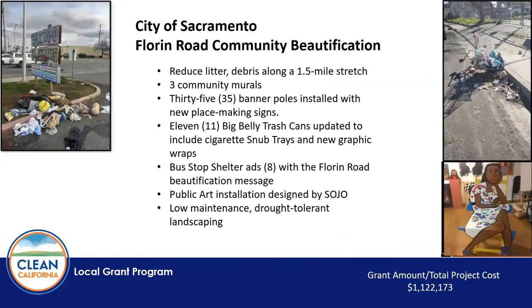The next project that we wanted to highlight is the City of Sacramento's Florin Road Community Beautification Program. This part of Sacramento has definitely had its ups and downs. I'm from Sacramento, so I do know where this project location is. And the community's really been trying to rebound and bring the community back to health, so to speak. This is a 1.5 mile stretch. It will include three murals, banner poles, big belly trash cans, bus stop shelter ads, public art installations, landscaping all over.